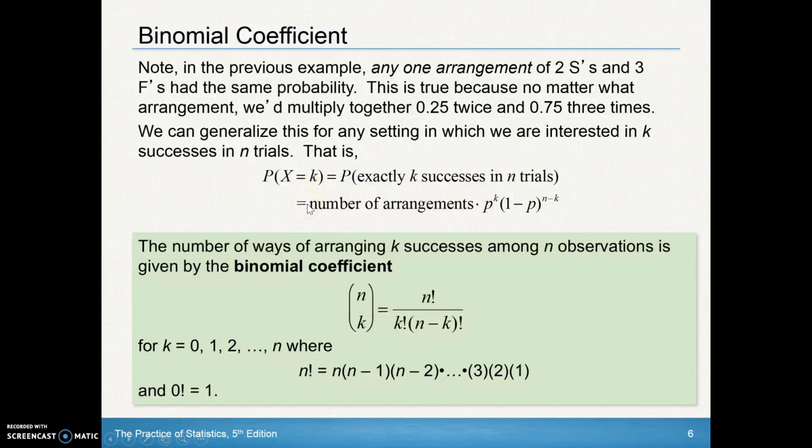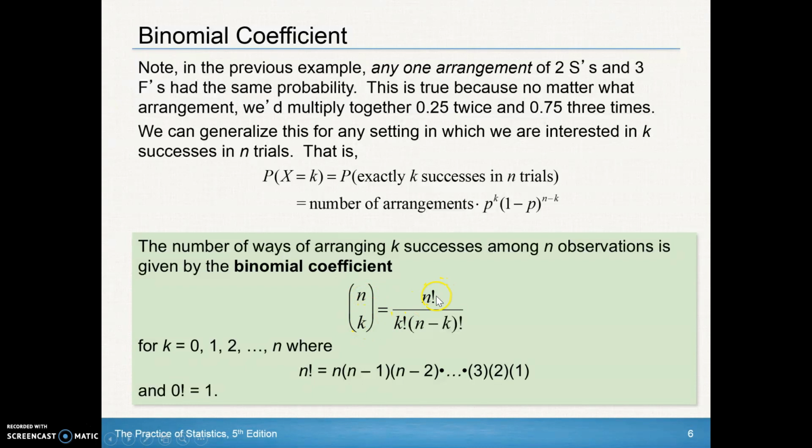Now, the calculation of this number of arrangements can be shortened by just doing what's called a combination. And our formula for finding the number of ways of arranging k successes among n observations is given by this formula right here. And I'll show you a faster way to do this on the calculator as well too. But this is called a combination. You got n choose k. So in other words, out of n observations, we want k successes.